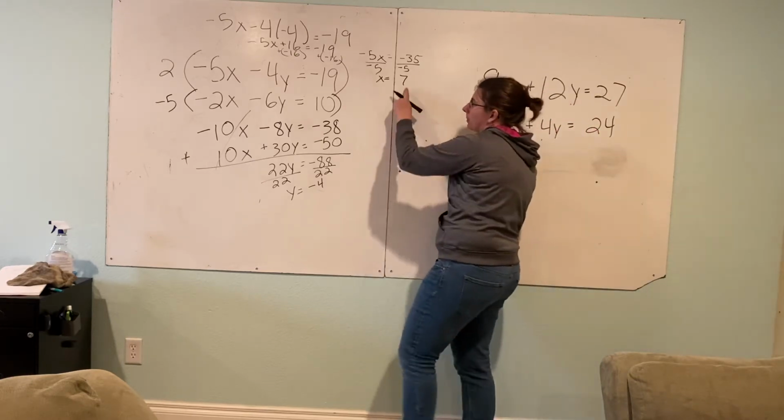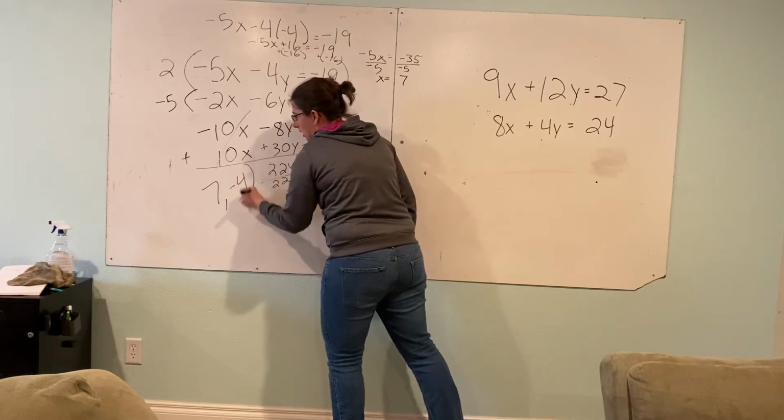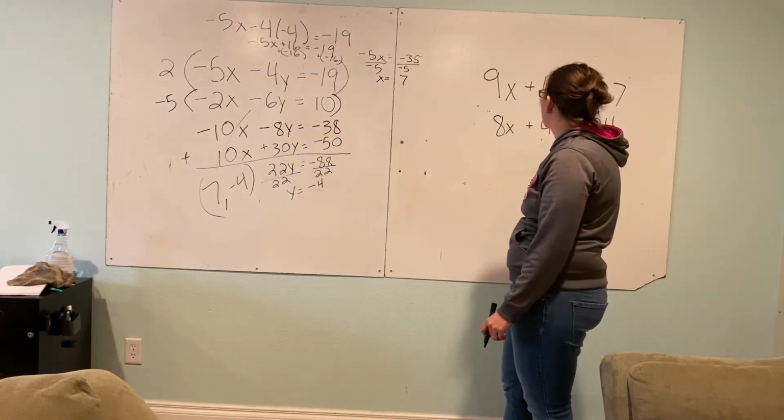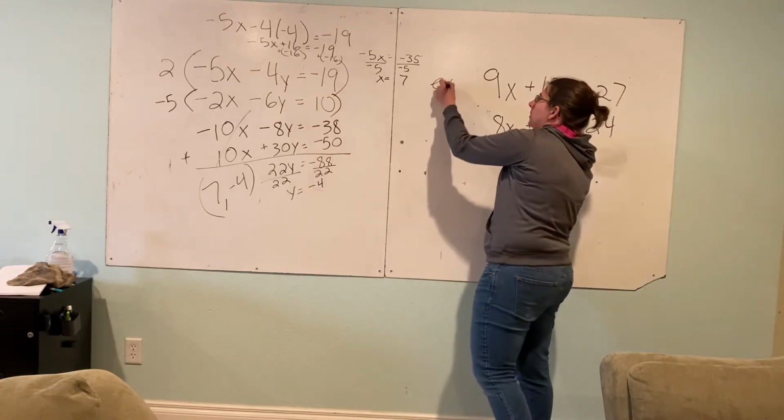Now we've got our coordinate point. So our answer here is going to be 7, negative 4. Okay, remember x comes first, y comes second. Okay, that was the first example in this video. Example 2.